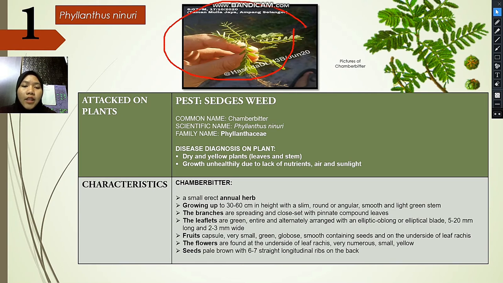The characteristics of this chamber bitter: it is a small erect annual herb, growing up to 30 to 60 cm. The branches are spreading and close set. The leaflets are green. The fruit capsule is very small. As you all can see here in the picture, this is the fruit of this chamber bitter. The flowers are found on the underside of the leaf edges and the seeds are pale brown.